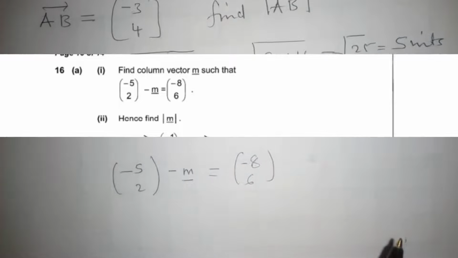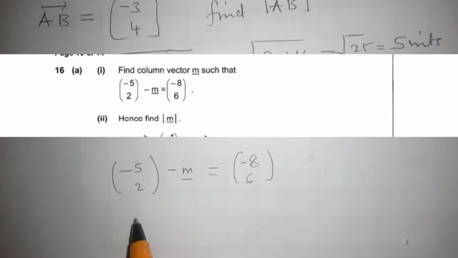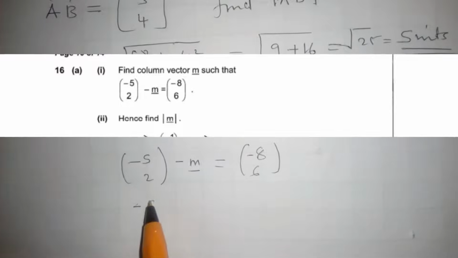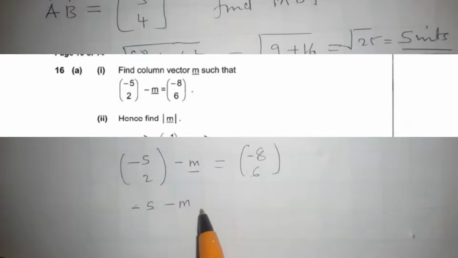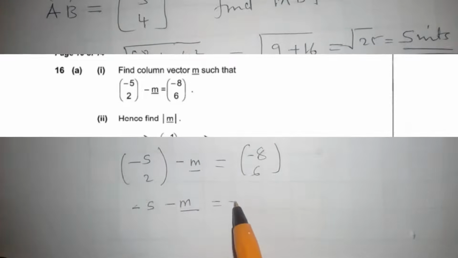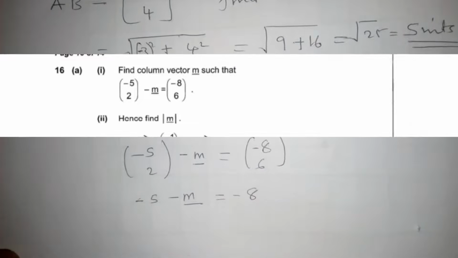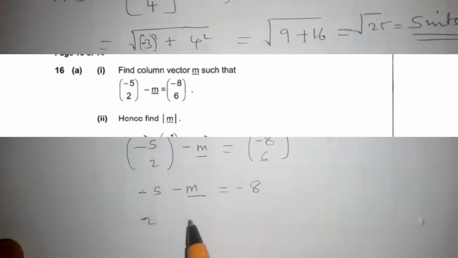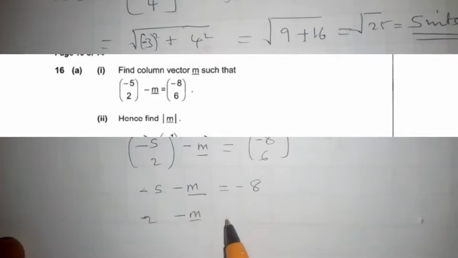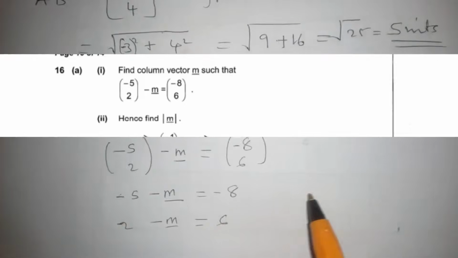So what you basically do here is just to form the equations. So this would be 5 minus M is equal to -8. Another one will be 2 minus M is equal to 6. So we can solve these equations.